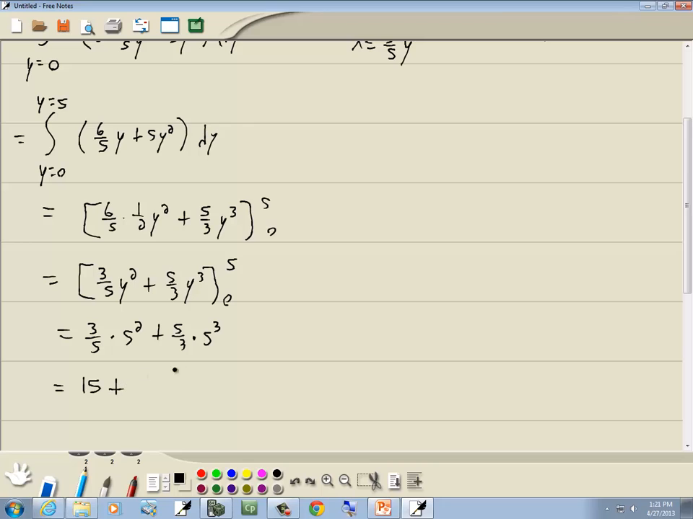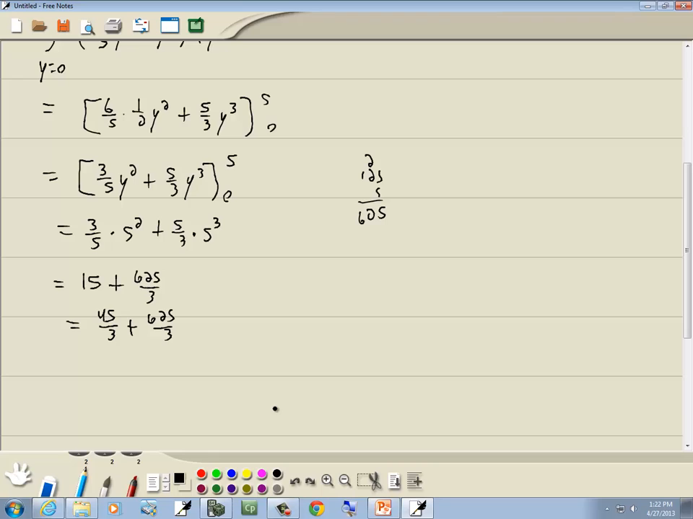5 squared is 25, divided by 5 is 5, times 3 is 15. 125 times 5, 625 I think, but let me see. 625. 625 over 3, which gives us, what does it give us? 670 over 3. And that's our answer.